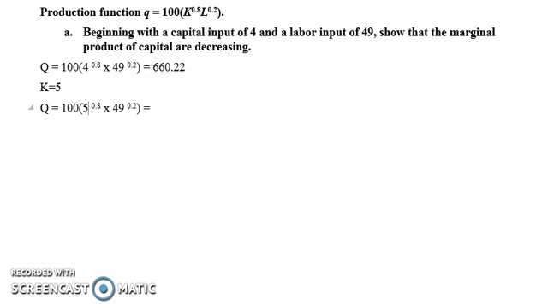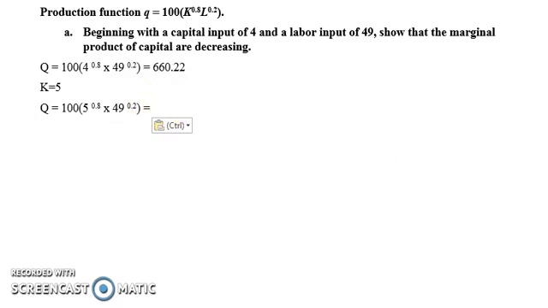Labor stays constant because we want to get the marginal product of capital. So to get the marginal product of capital, we need to fix labor and then change the amount of capital in this equation. We increase the quantity of capital to 5, so we insert 5 into the equation, but labor we keep constant.